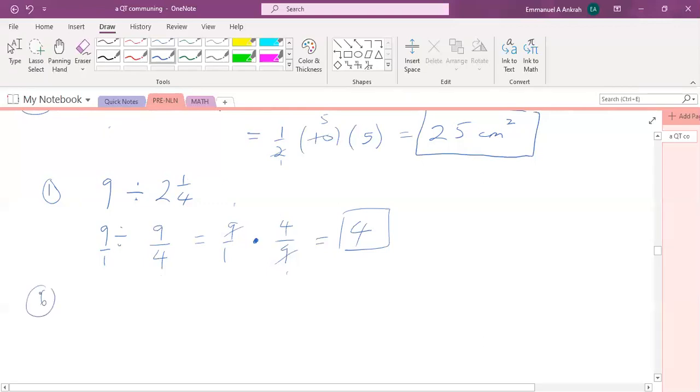Number 6. So a tablet contains 2.25 grains of aspirin. If a patient takes 2 tablets every 4 hours, so a person is taking 2 tabs every 4 hours. So how many grains of aspirin will be taken in 24 hours?